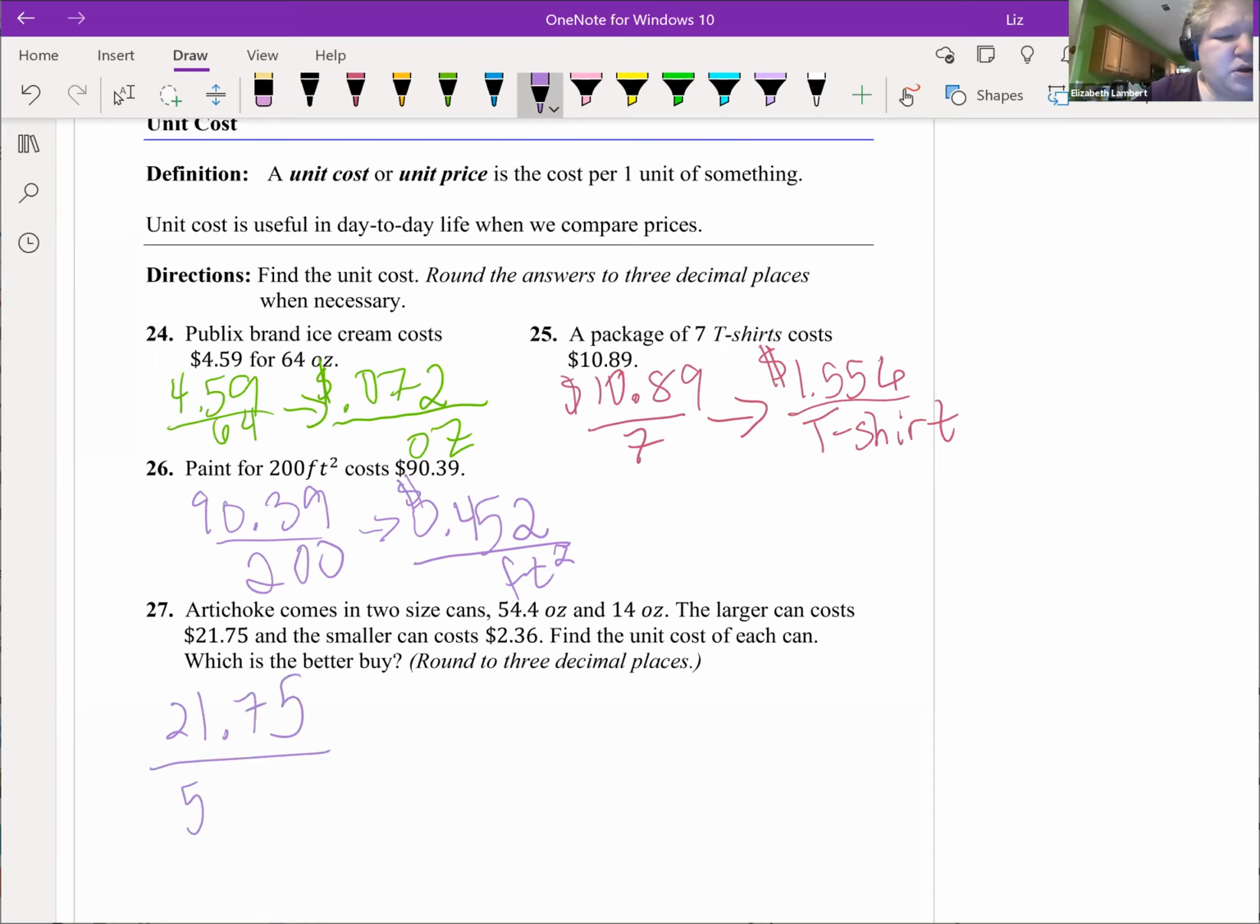So 21.75 over 54.4. Divided by 54.4, we got 0.39981. So for right now, I'm just going to write, oh no, they said 3 decimal places. So that one is the 3rd decimal place. And then the number after is above the halfway mark, above 5. So that's going to go up, which goes up, which goes up. So this actually becomes 0.400.